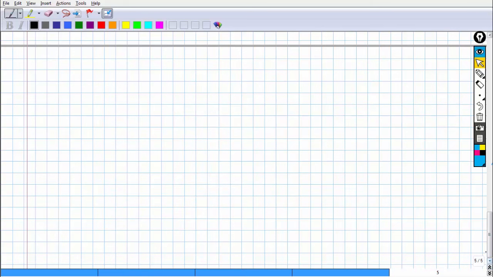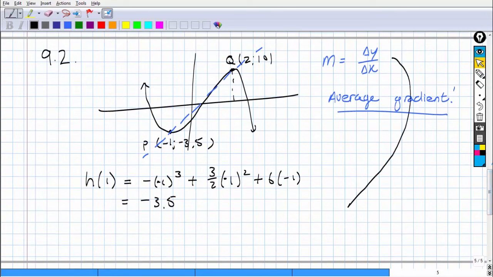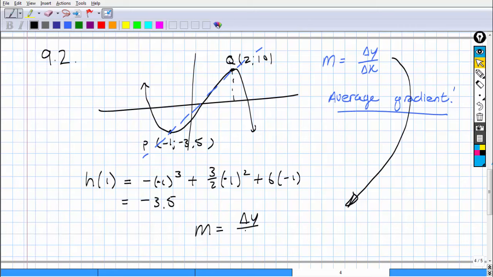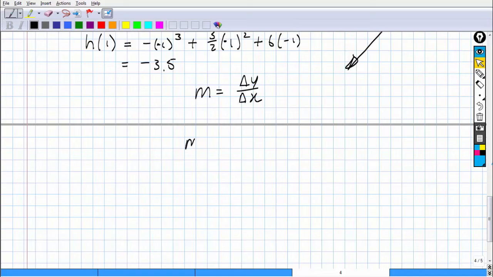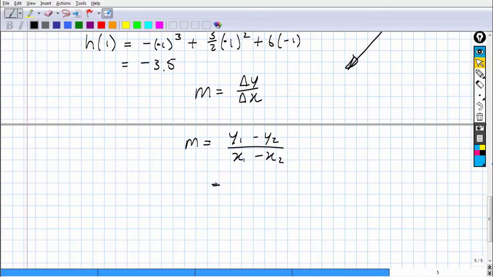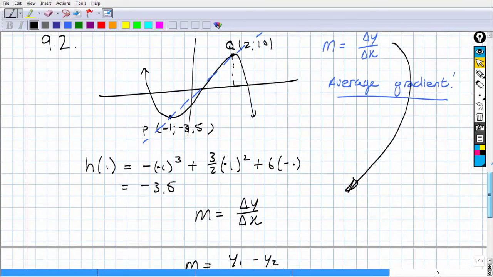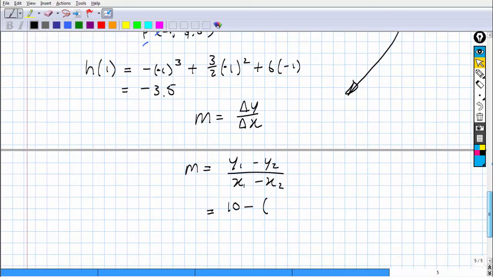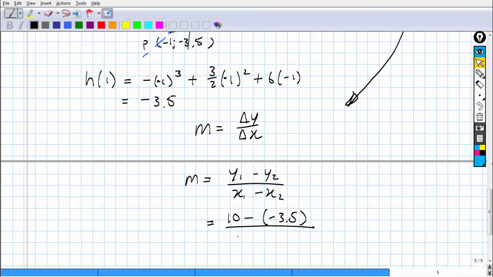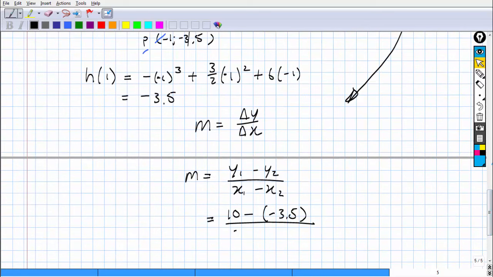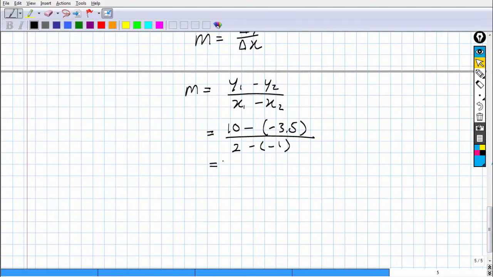Right, so how do we get a gradient? Well, gradient is calculated by saying, as we've got over here, m is equal to the change in y over the change in x. And the change in y over the change in x, m is equal to y1 minus y2 over x1 minus x2. Now, what is the y1? Well, we know what the y1 is. We can either choose q or p. I'm going to choose q as my y1 because it looks nicer. 10 minus my p value, which we've just calculated, -3.5, divided by x, which is 2, minus -1. It's very important that you include these brackets, otherwise you get it wrong, and it doesn't matter which way you do it. If you had said -3.5 minus 10 divided by -1 minus 2, you get the same answer. And you plug that into your calculator and you're going to get 4.5.